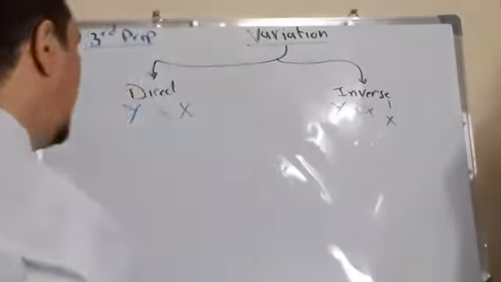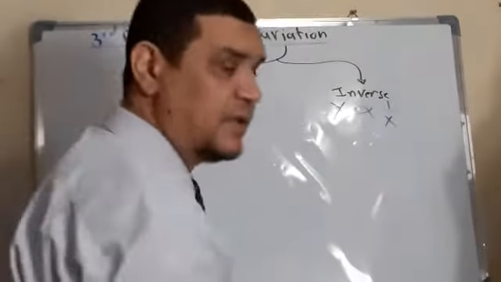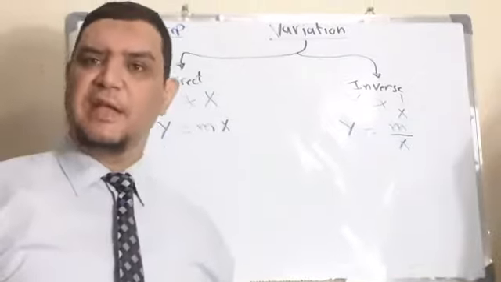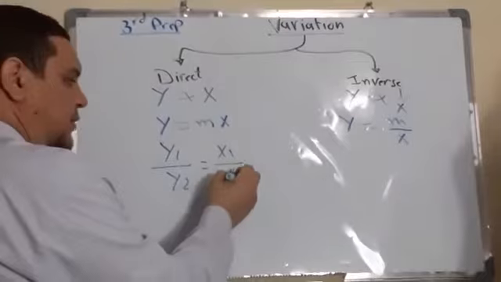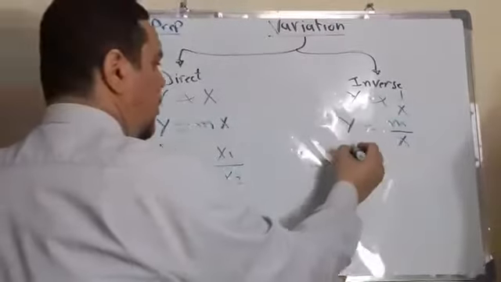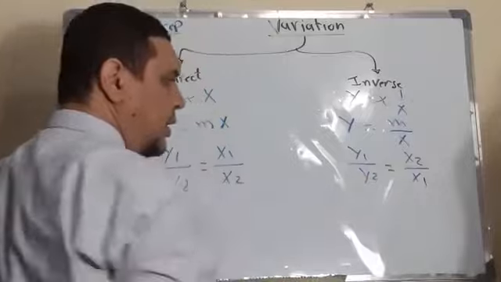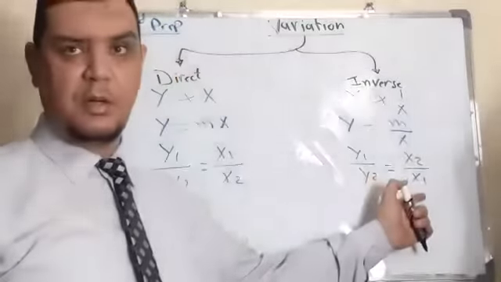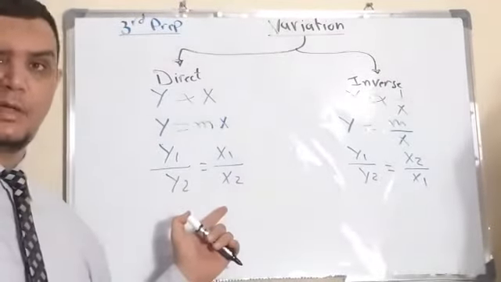Okay? Now, how can we solve the exercise on variation? We have two rules. Number one, y equals mx. But in the inverse variation, y equals m over x. The second rule, y1 over y2 equals x1 over x2. But in the inverse variation, y1 over y2 equals x2 over x1. Pay attention, in the inverse variation, y1 is opposite to x2 and y2 is opposite to x1. Okay? But in the direct, y1 is opposite to x1 and y2 is opposite to x2.